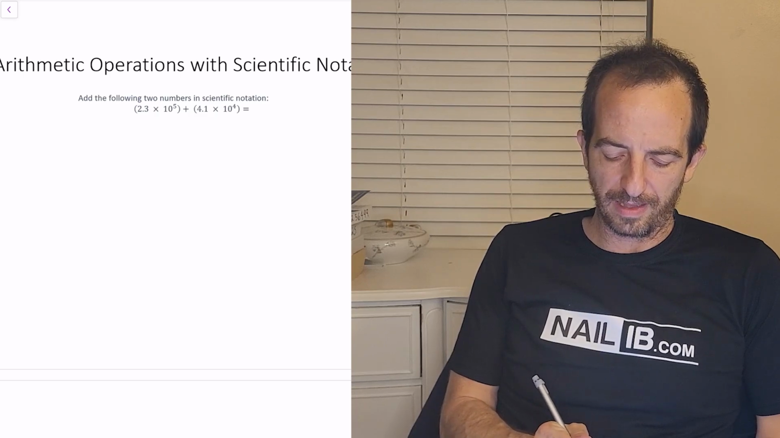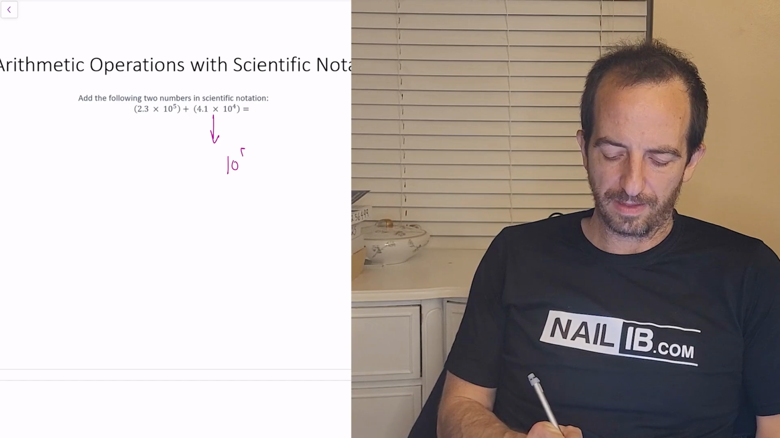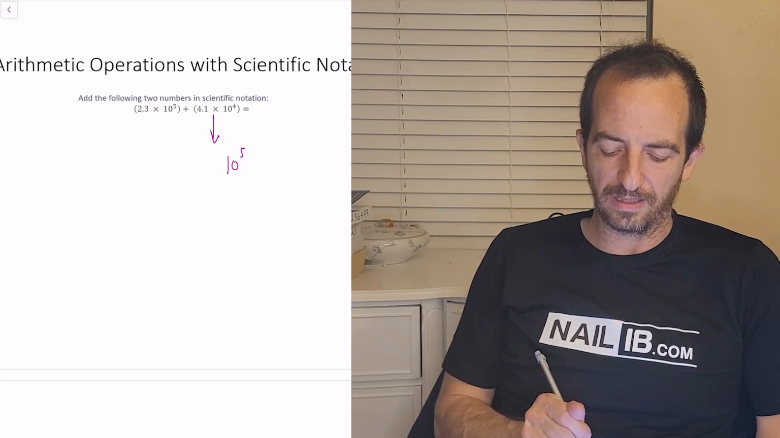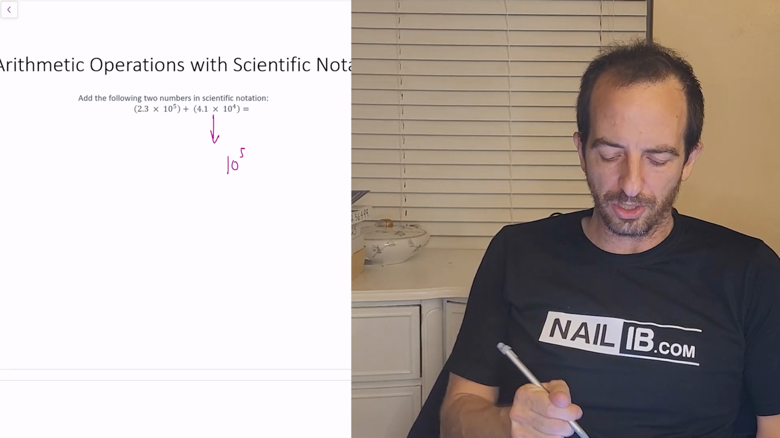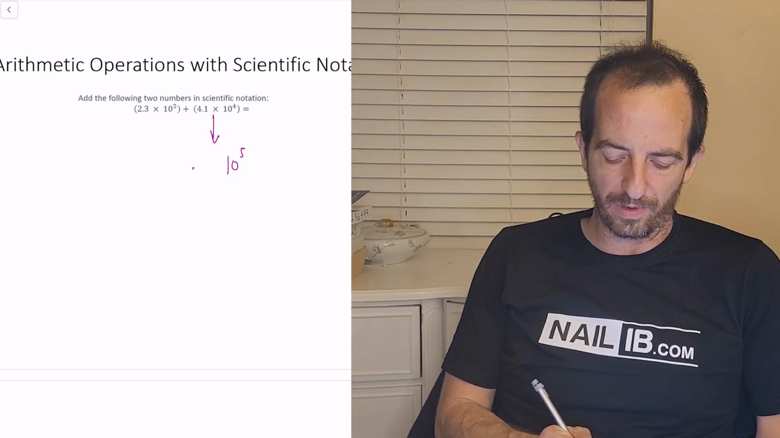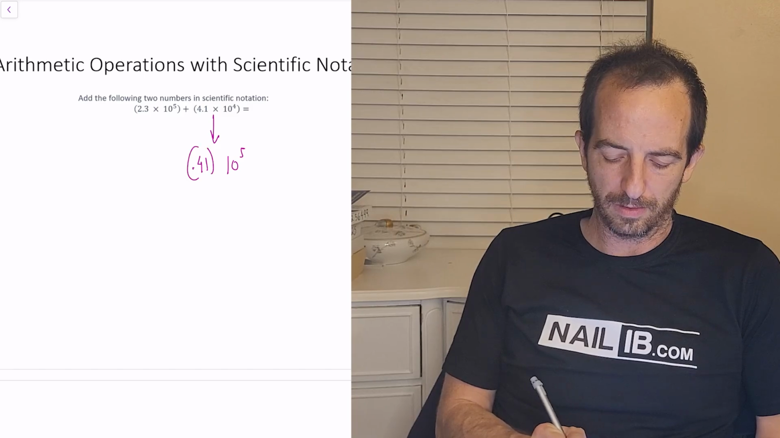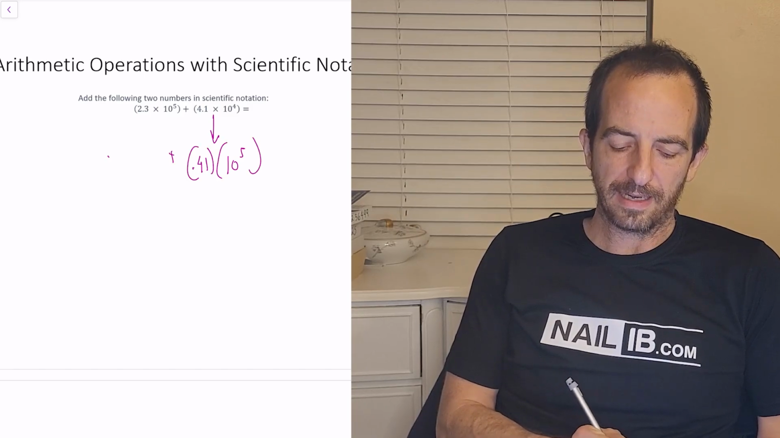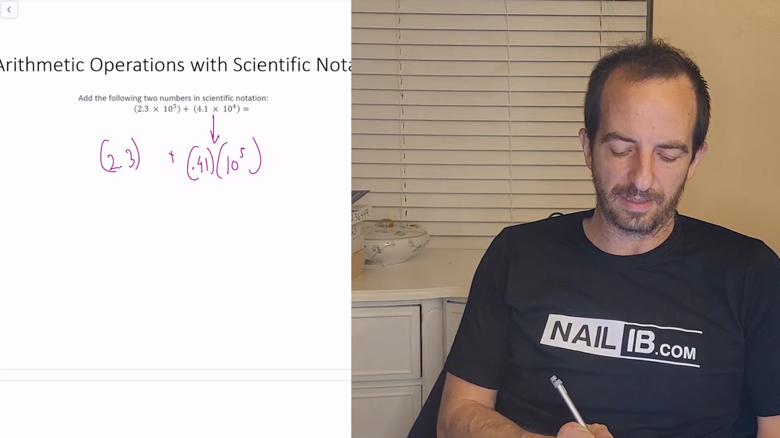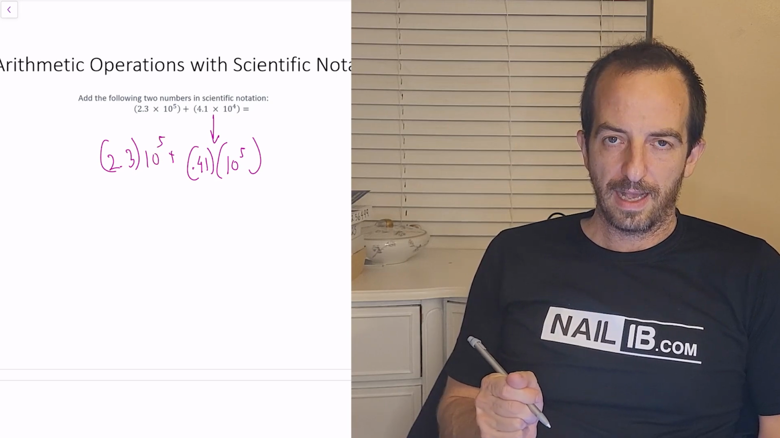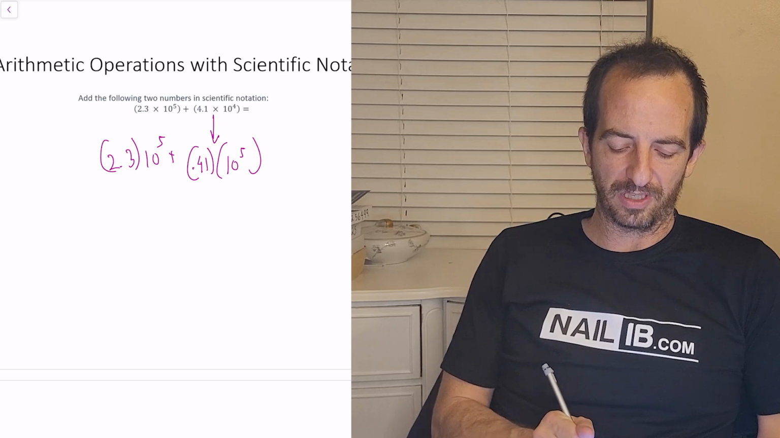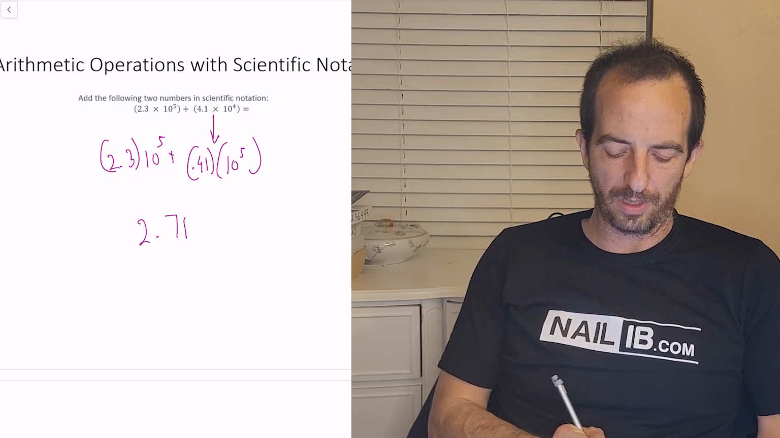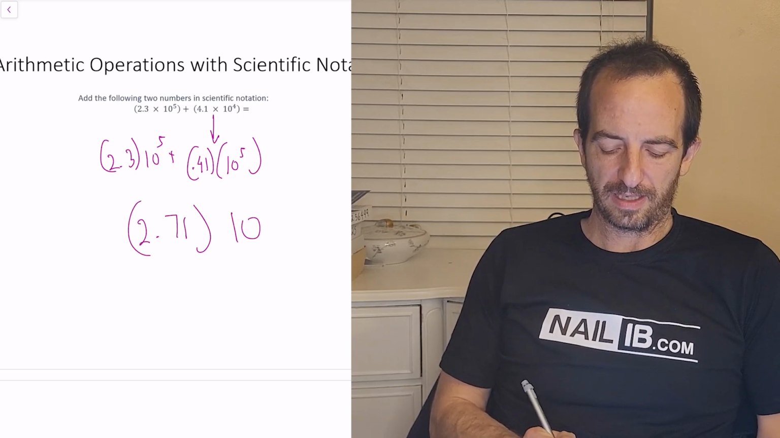So maybe I could make this one become 10 to the 5th power. I want to have the same power as the one next to it. If I'm going to make that power of 10 one larger, I have to make sure that I make that 4.1 one factor smaller to keep everything equal. The other side I'm fine, 2.3 times 10 to the 5th. And now we can easily add the coefficients together. 2.3 plus 0.41 is going to be 2.71 times 10 to the 5th.